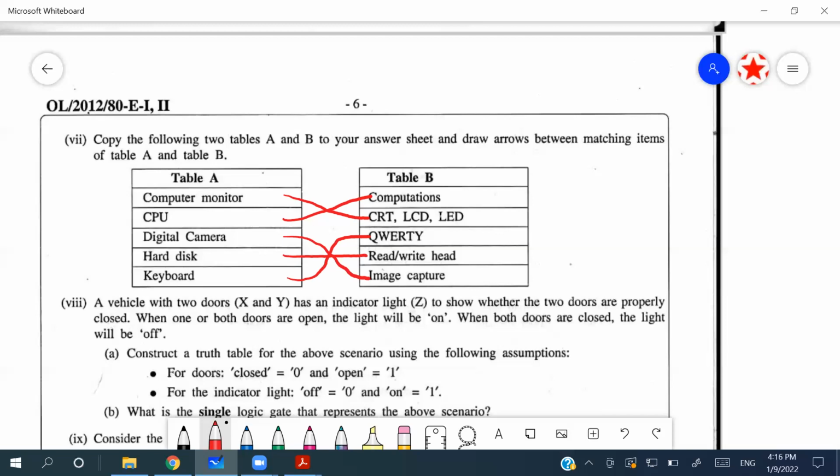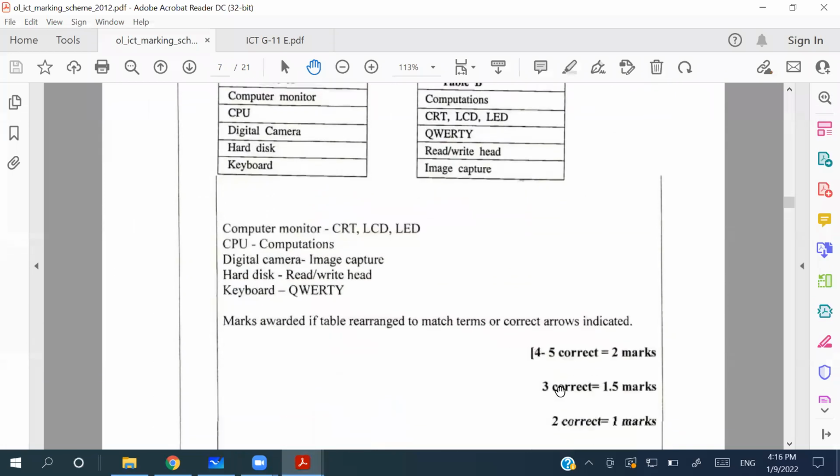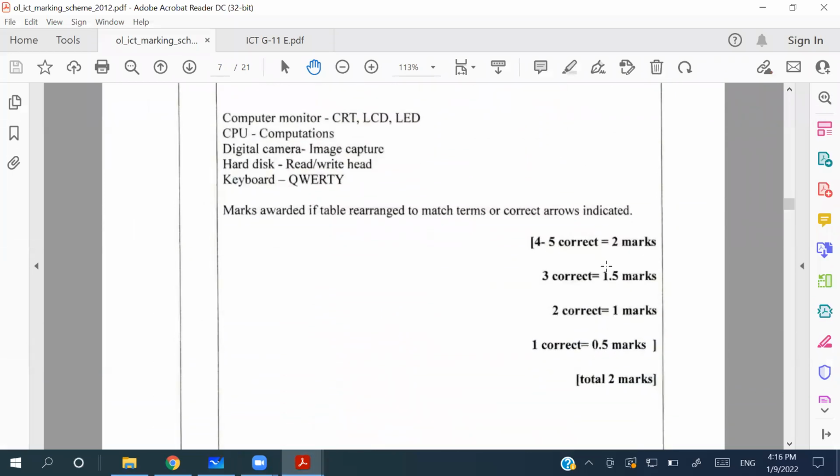Right, QWERTY. Right, so if it goes like this, you are going to have the marks according to this. Again, 4 or 5 correct, 2 marks. 3 are correct, 1.5 marks. 2 are correct, 1 mark. 1 is correct, only 0.5 marks. Right, so the maximum that you can have is 2 marks.